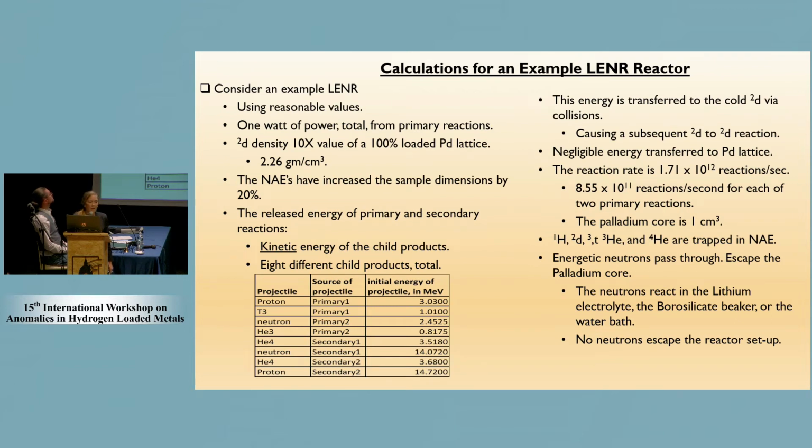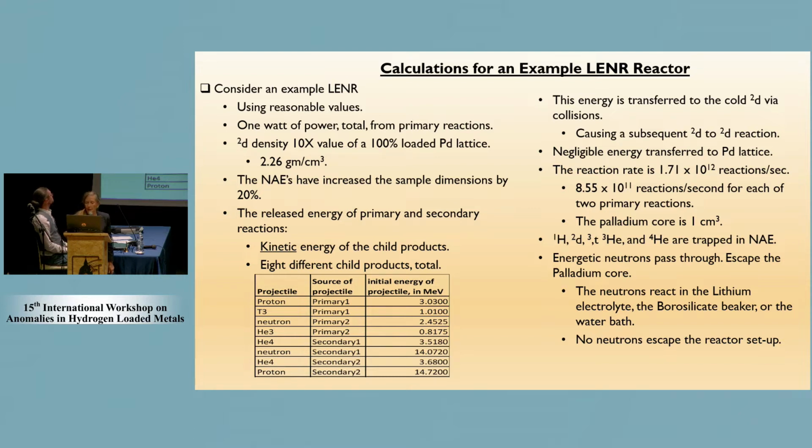Let's look at an example of an LENR using some reasonable values. 1 watt of power from the 2 primary reactions. The D2 density in the NAE is 10 times the value of the palladium lattice at 100% loading. This gives 2.2 grams per cubic centimeter. The total NAEs have increased the sample dimensions by 20%.